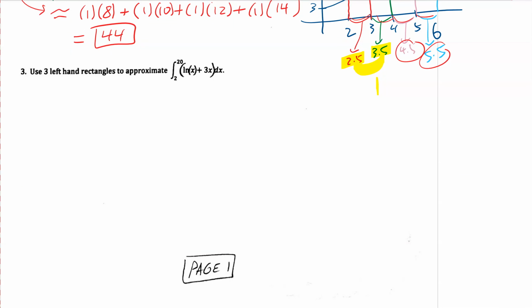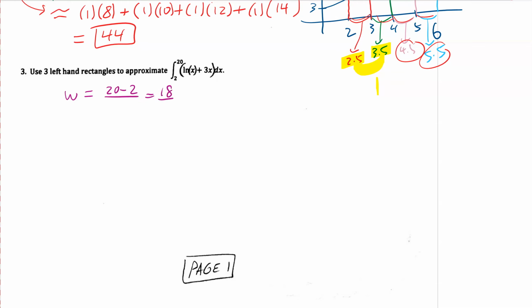Use left-hand rectangles to approximate this right here. This one's a little more complicated. So for this one, we're going to let the calculator do the work for us. But I do want to start off with at least this part where we decide what's the width. So we're going to go from 20 down to 2.